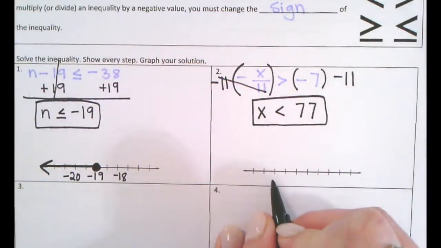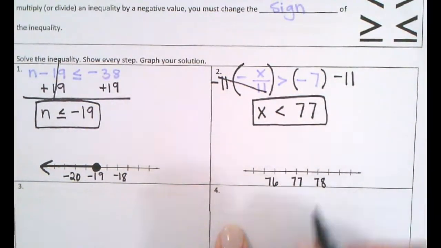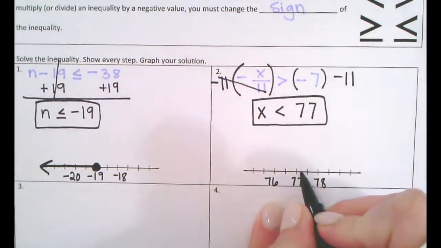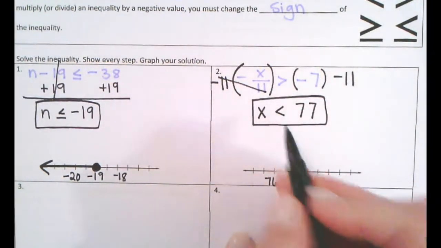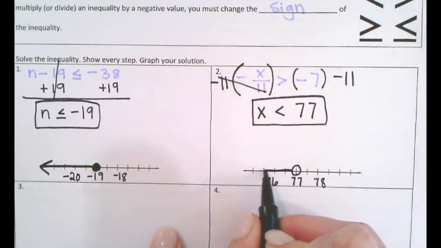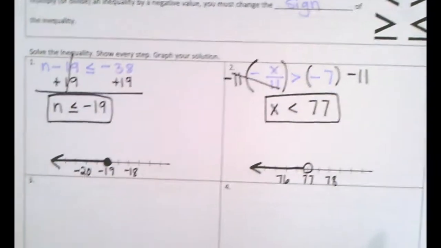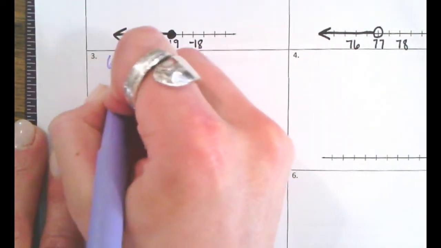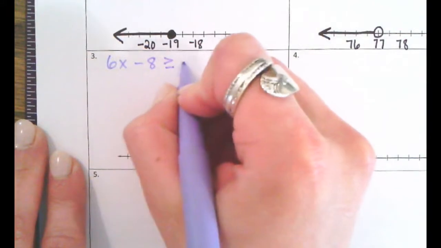Graphing this one, I'm going to put 76, 77, and 78. This time I cannot include 77. So I'm going to put an open circle on 77, and it is every other value less than it, so my arrow will go to the left. All right, let's move on to number 3. Your problem is 6x minus 8 is greater than or equal to 10.